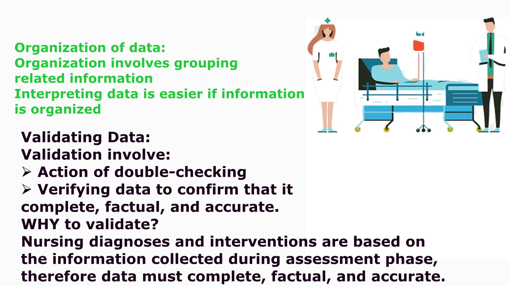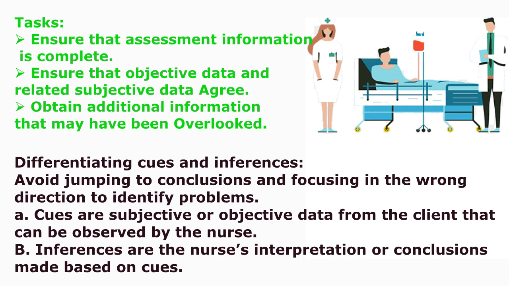Why validate? Nursing diagnoses and interventions are based on the information collected during the assessment phase, therefore data must be complete, factual, and accurate. Tasks: ensure that assessment information is complete. Ensure that objective data and related subjective data agree. Obtain additional information that may have been overlooked. Differentiating cues and inferences helps avoid jumping to conclusions and focusing in the wrong direction to identify problems. A. Cues are subjective or objective data from the client that can be observed by the nurse. B. Inferences are the nurse's interpretation or conclusions made based on cues.